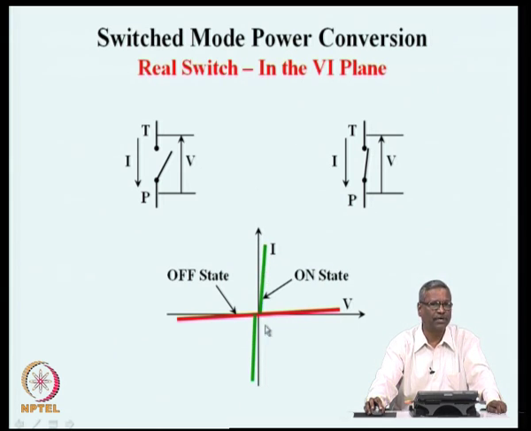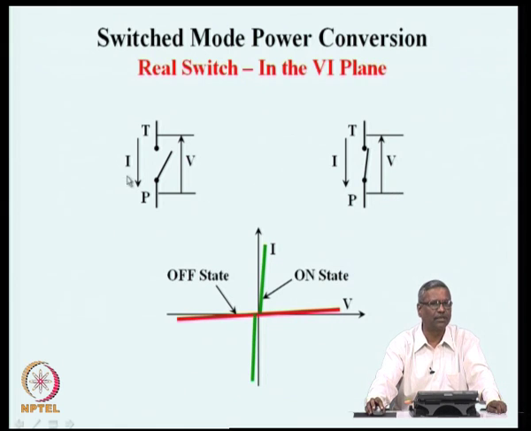You will notice that when a switch is on, there is a small amount of voltage drop when the current is flowing through the switch, and similarly when the switch is in the off state, when it is blocking a large amount of voltage, a very small current is flowing. That current is the leakage current, and the voltage when the switch is on is known as the on state voltage.